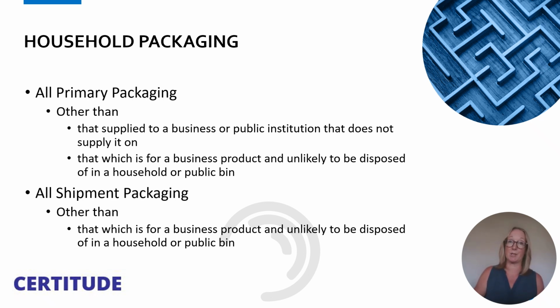Also, if the primary packaging is for a business product, that again is unlikely to be disposed of into a household bin, then that is also excluded. And the same applies to the shipment packaging around the product that is a business product. And by business products, we mean things like a big office style photocopier or other business and essentially non-household equipment.